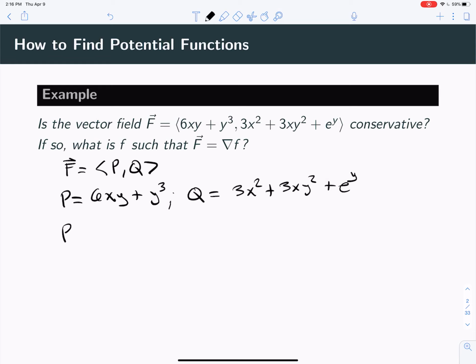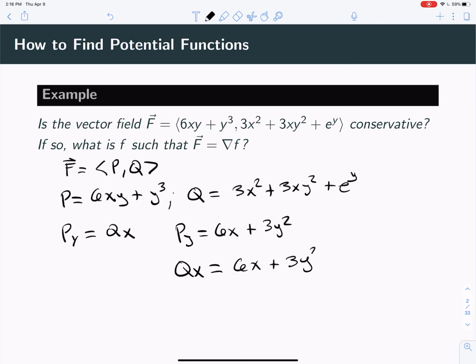The test would be: is P_y equal to Q_x? That's how we would find out if it's conservative. Let's try that. What is P_y? That looks like 6x plus 3y squared. And what is Q_x? 6x plus 3y squared plus 0. Those are in fact equal to each other, so it is conservative.